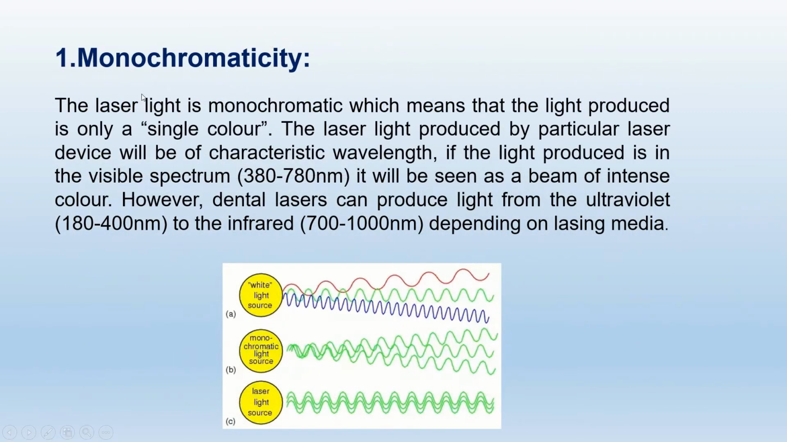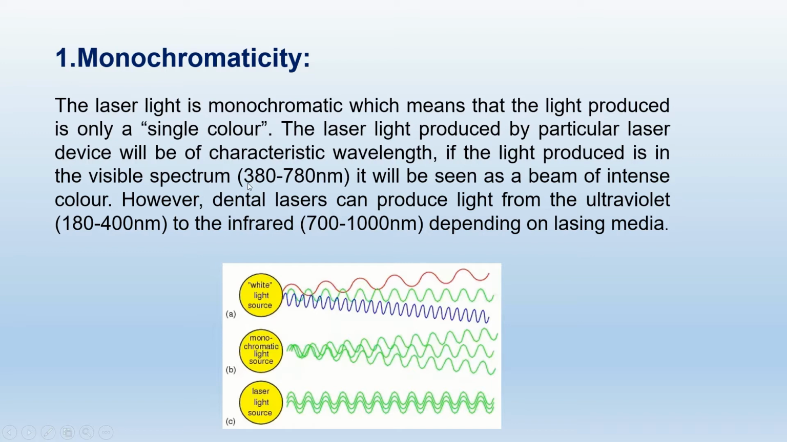For more details, monochromatic means that the light produced by the laser has only a single color and single wavelength. هنا انه يعتمد الويف لينث على نوع الليزر، وبالتالي الليزر يحدد نوع الليزنج ميديا. The laser light produced by a particular laser device will be of characteristic wavelength. هنشوف أنواع مختلفة من الليزر. Every one has a certain wavelength باعتماد مثل ما قلنا على الليزنج medium.